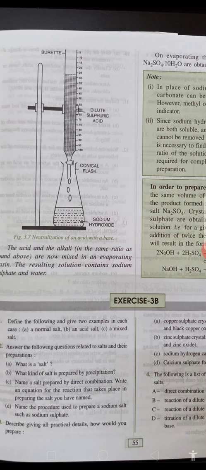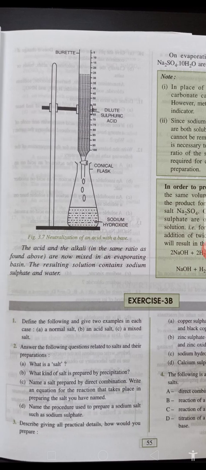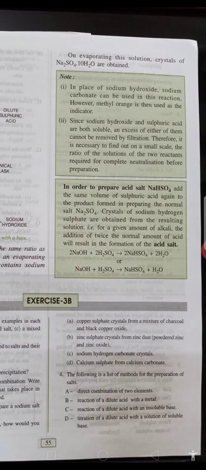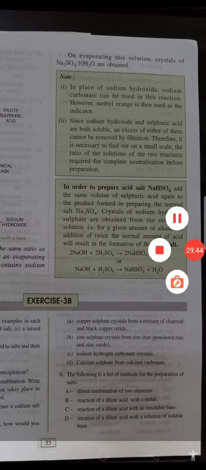So this is regarding the preparation of salt. So children, we have completed this part of this chapter and we still have to continue with this chapter. As I told you, this is a long chapter. I hope you have followed this chapter till here.